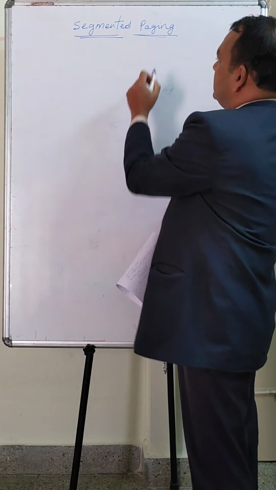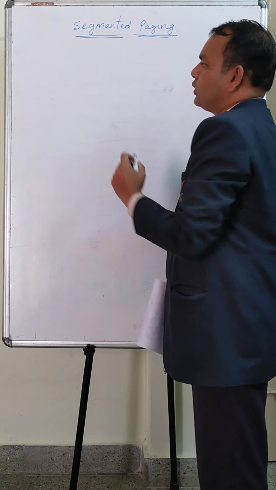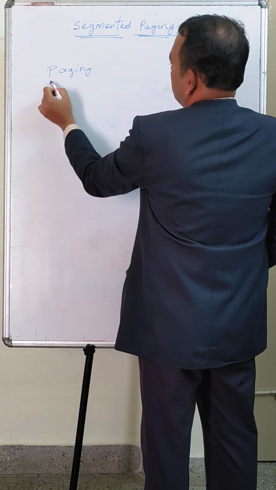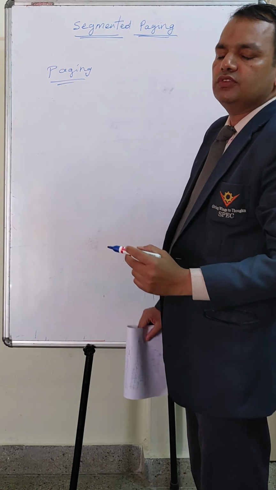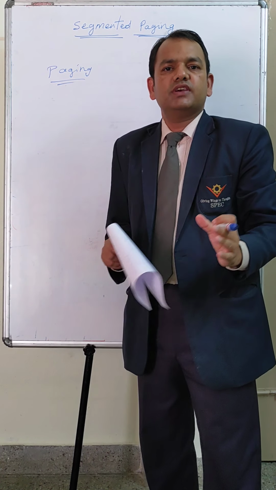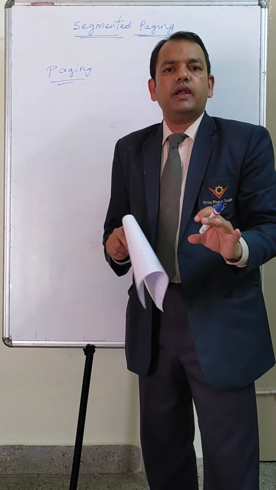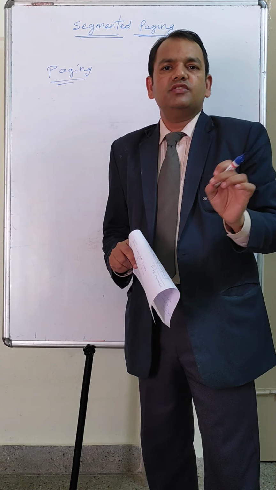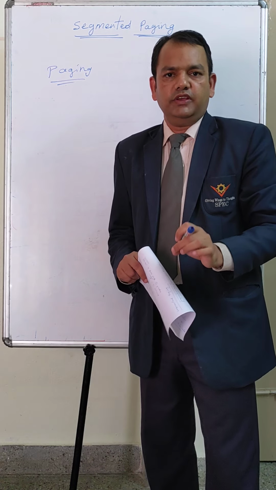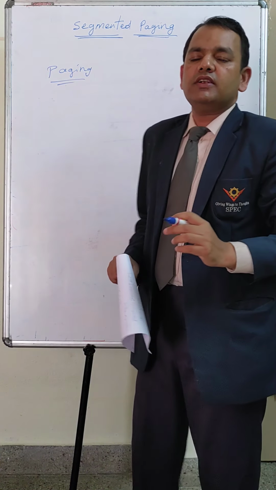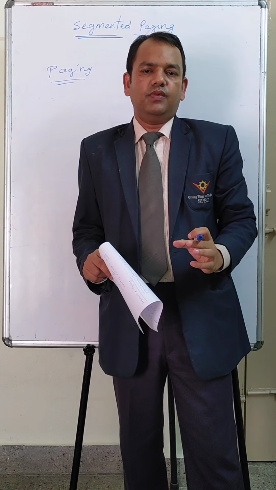First we learned about paging. In paging, the logical address space and physical address space are divided into equal parts. That means page size is equal to frame size. Okay. In segmentation, segment size varies.